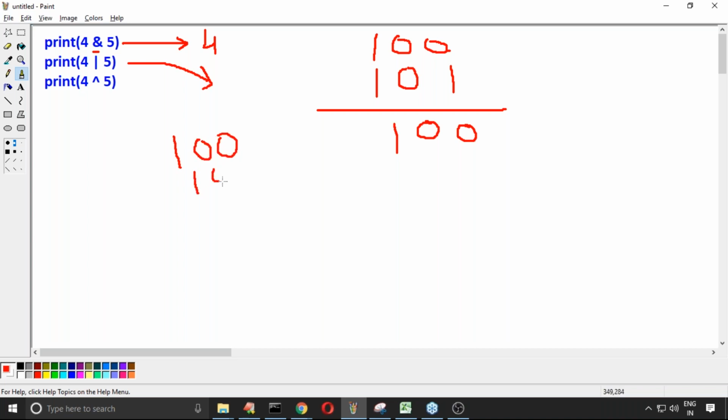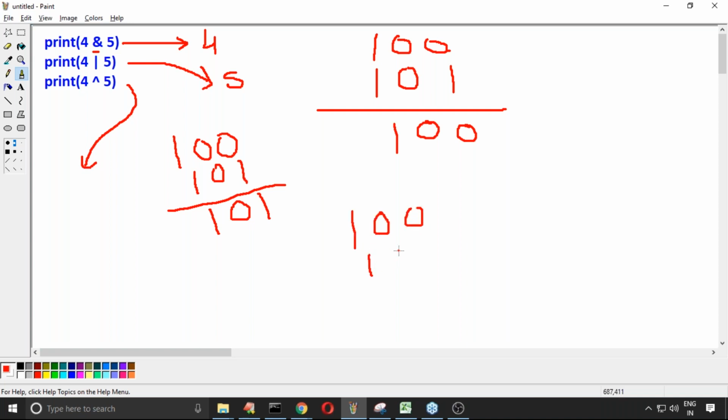Now 4 OR 5, that is 100 and 101. Let me apply the OR operator. 0 or 1 is 1, because if at least one bit is 1, then the result is 1. 0 or 0 is 0, 1 or 1 is 1. So 101 means 5 itself is the answer. Next, 4 XOR 5. 4 means 100, 5 means 101, and we apply XOR.